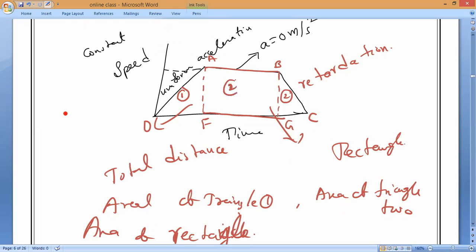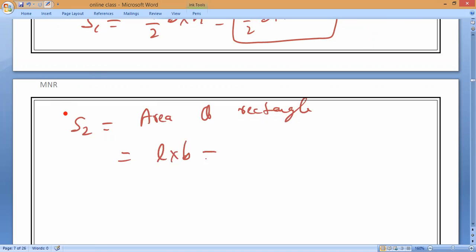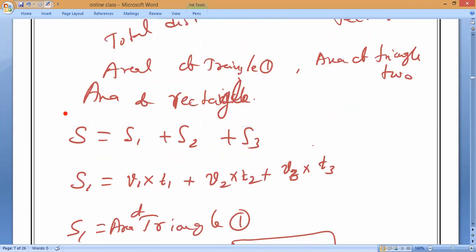Now what is the second shape, guys? The rectangle. So what is the area of the rectangle? You can see here itself: FG into BG. Yes or no? So what is the area of a rectangle? You should tell me. Area of a rectangle is length into breadth. So the length is FG and the breadth is GB. Yes or no?